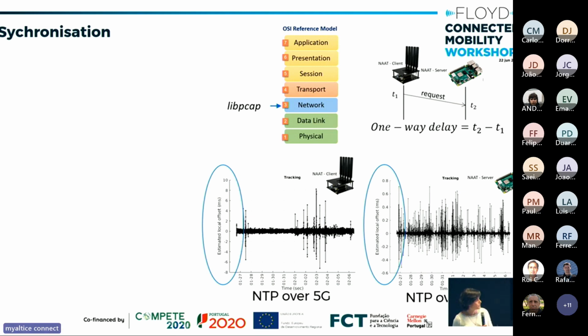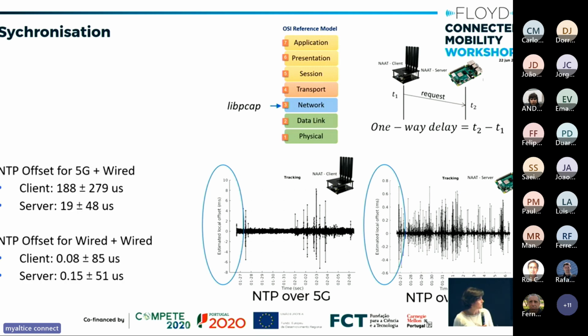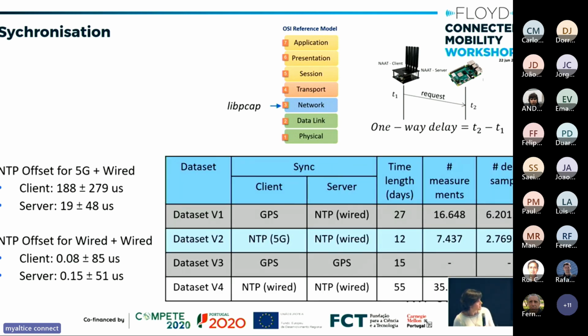So NTP over 5G, because of the variations, probably on the wireless channels, both are sub-millisecond. So we can synchronize to less than 1 millisecond, but the error is much higher if you use 5G plus wire than if you use wire only. These are the data sets we generated and shared with both Capgemini and Altis for some work that is coming up. And now Andre and I are going to talk about this data set.